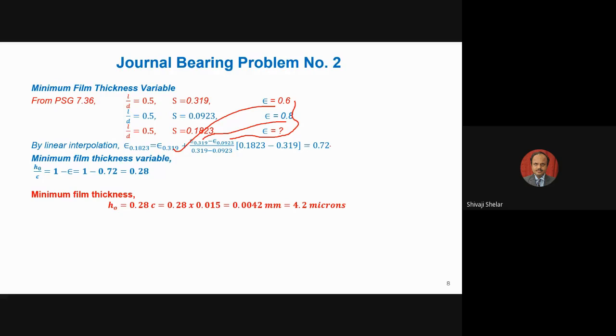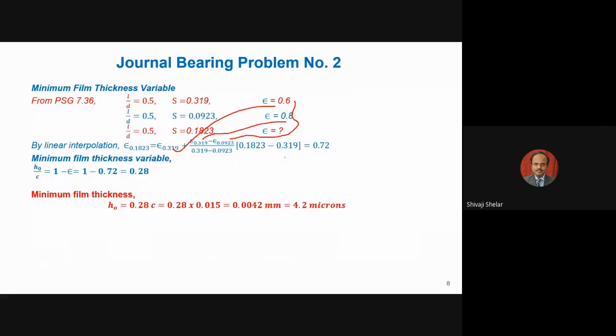I think I have done the wrong calculation. Yeah, it's correct. It has to be greater than 0.6, but less than 0.8. So the calculation is correct, but only while putting this value, I have put it at the wrong places. This value should come here and this value should come here, that's all.